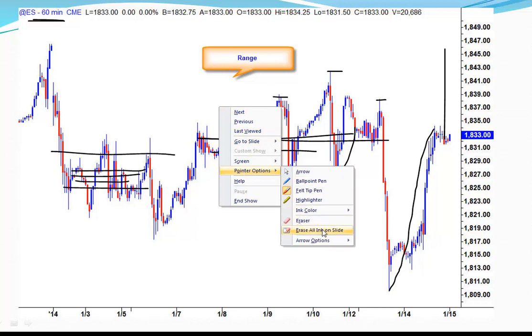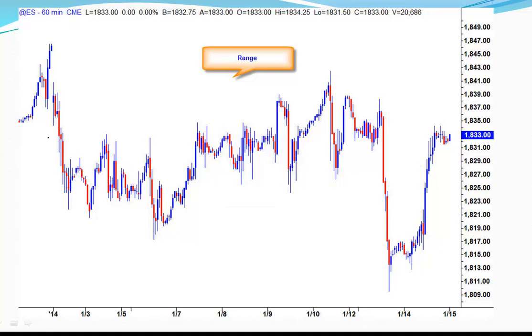So let me just show you. If I take this line and come right across, you can see how many times the price has traded through it. All right.